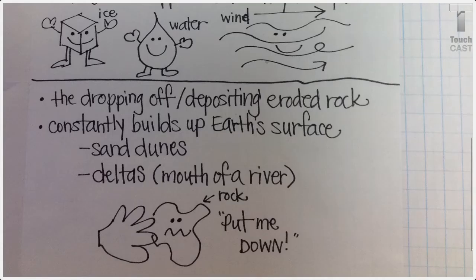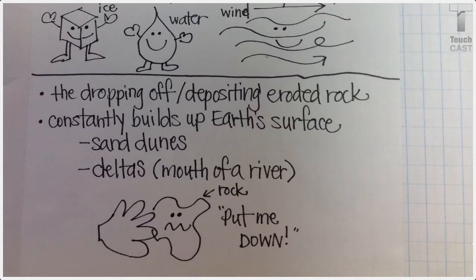The third is deposition, and when you deposit something, you drop it off. So deposition is the process of dropping off or depositing those rock pieces, and that's going to constantly change the shape of the Earth's surface. So we can create sand dunes. If we have a river carrying the sand, the silt, the pieces, we create deltas. So weathering, erosion, and deposition are really what we call constructive forces, and those are going to be the forces that build up the Earth's surface.